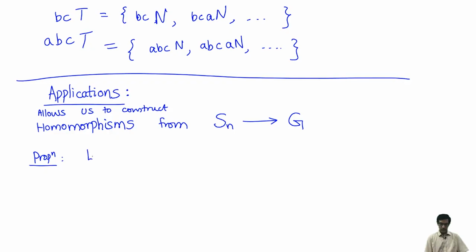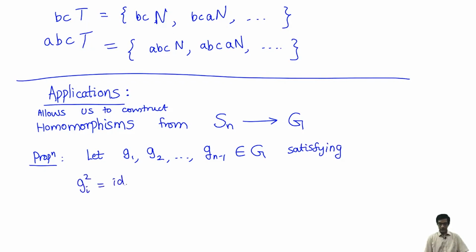Okay, so what's the procedure? How do you construct a group homomorphism? Well, here's what you need to do. You need to find n-1 elements in your group G which obey the same relations as the generators of Sn. Okay, so let g1, g2, ..., gn-1 be elements of G satisfying the following properties: that gi squared is the identity for all i between 1 and n-1. So this is the identity of the group G. Now (gi gi+1) whole cubed is the identity in the group G. This is for all i between 1 and n-2.